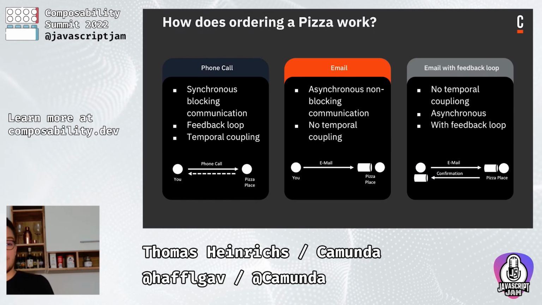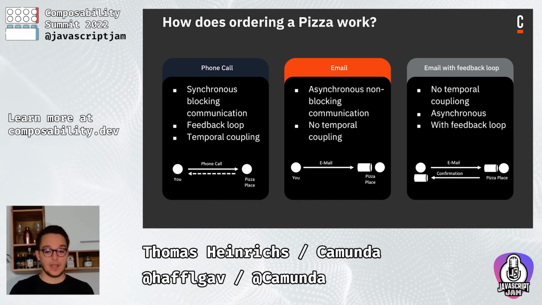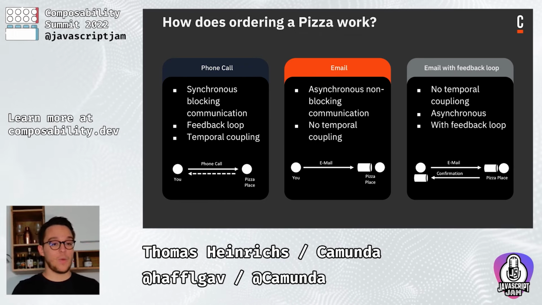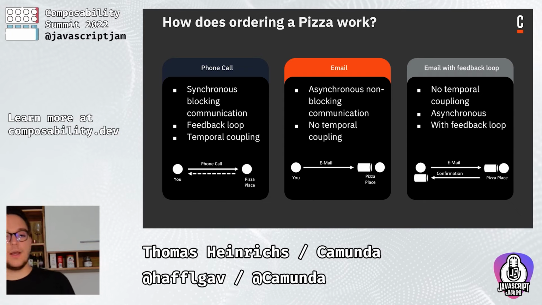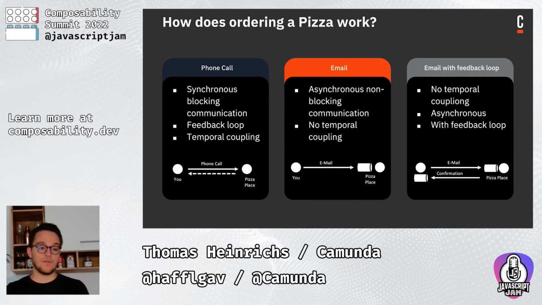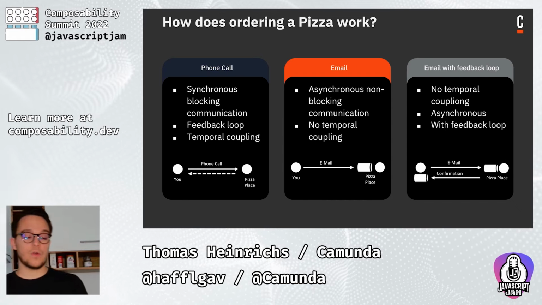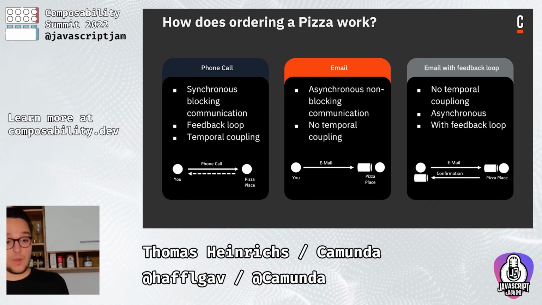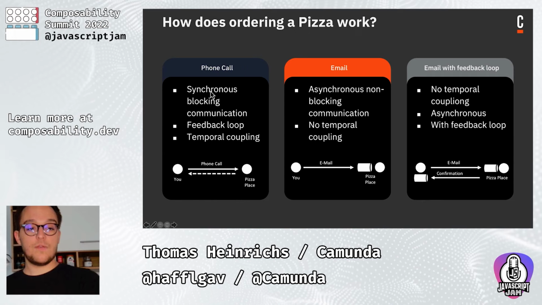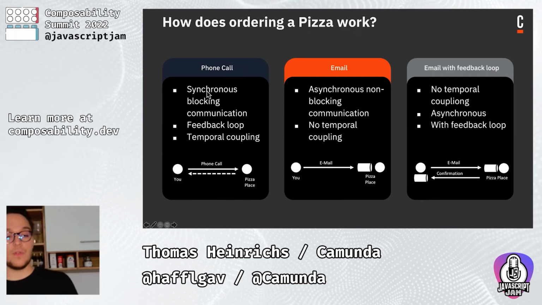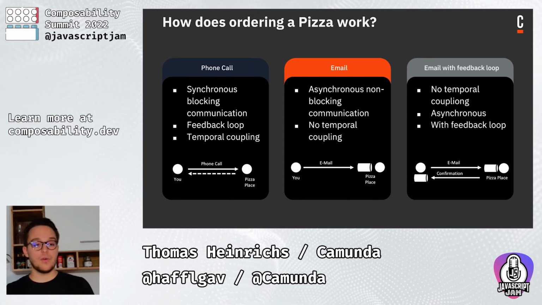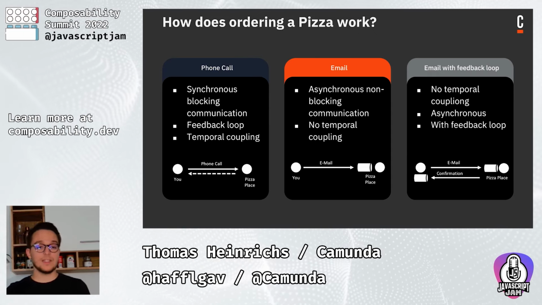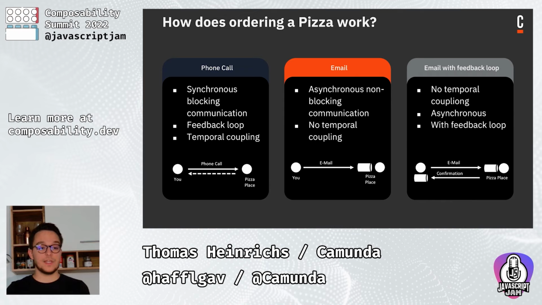So when ordering pizza, how would you typically do this? In Germany, there's basically one still very prominent way to order pizza, and that's via a simple phone call. So I would take my phone, dial a number and call the pizza place and ask whether it's going to be delivered or when I need to pick up the pizza. Wonderful. So what do we have there? That's the first square on the left side. We have synchronous blocking communication, but there is always this direct feedback loop, because when I call the pizza place, I immediately know when to pick it up or what to expect.